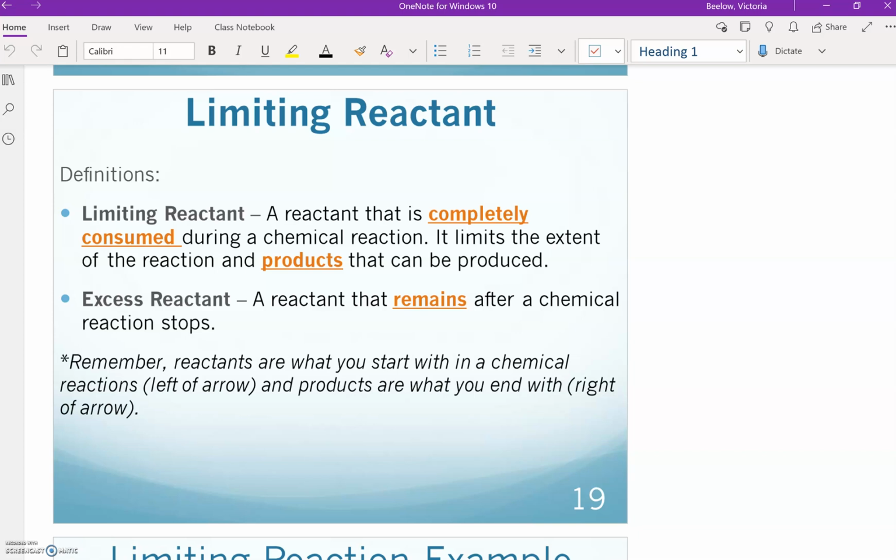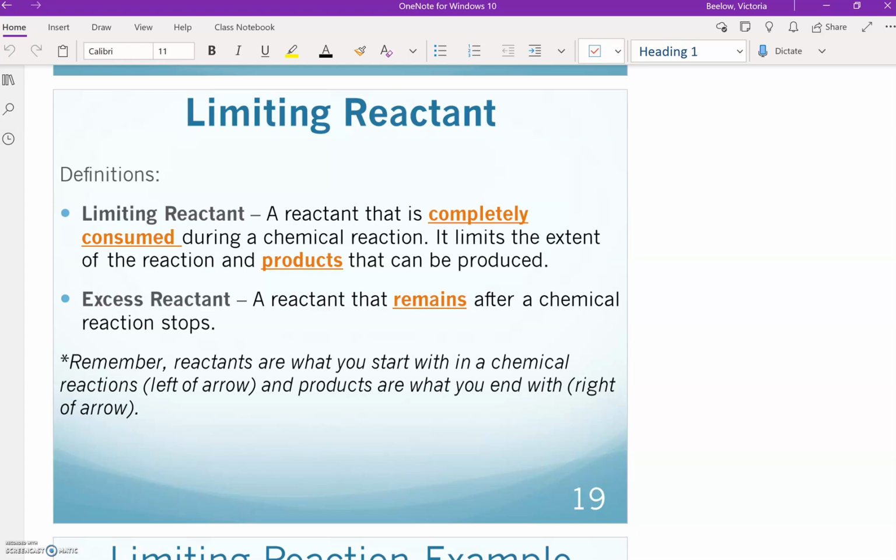Excess reactant, this is the reactant that you will have leftovers of. It's what you have remaining after the chemical reaction has occurred. In a perfect world, chemical reactions would be in these perfect ratios, everything would be used up, but in reality, that does not happen a lot. Usually something will be used up first and you have leftover of some, because you're not always going to have 100% of the product being made. That's just how the real world works.